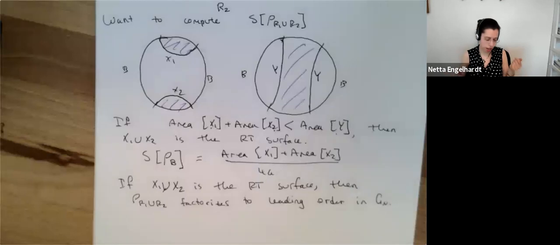Now, I want to emphasize again that it's very generic for the causal surface to not coincide with the Ryu-Takayanagi surface. And even though this is the first example we've seen of it, that's typically what happens.